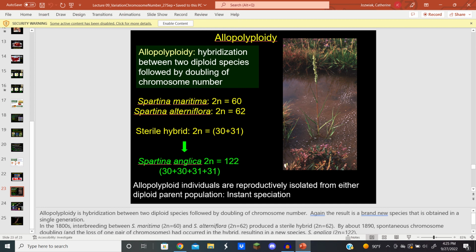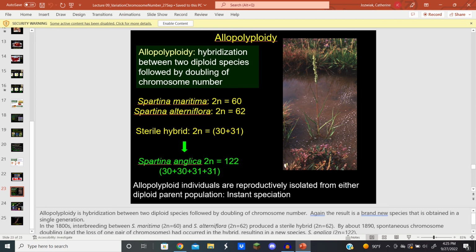They never really set seed until they did, okay? And what they discovered was that the sterile hybrids, of course, had 30 chromosomes from maritima and 31 chromosomes from alterniflora, and so had a diploid number of 30 plus 31. Doesn't really work out in meiosis.